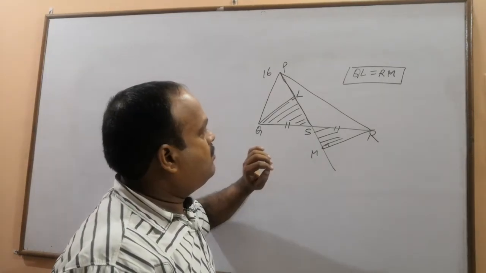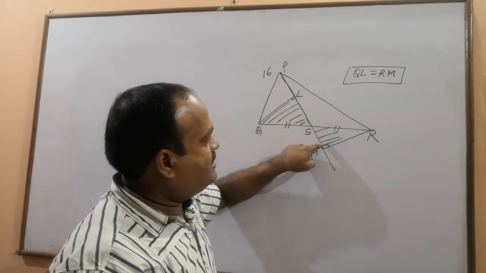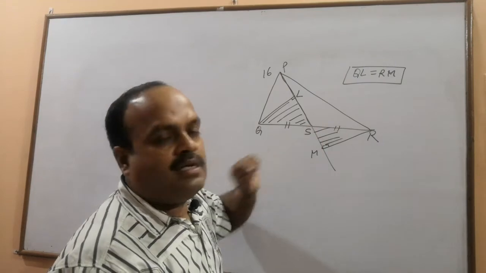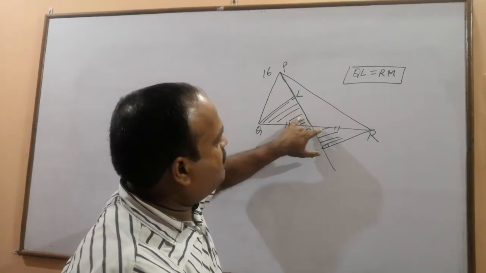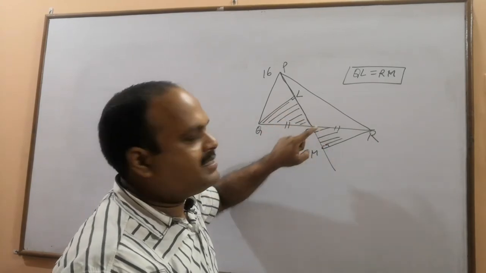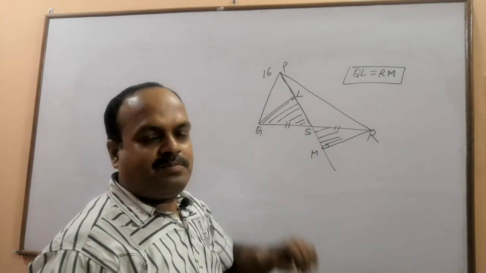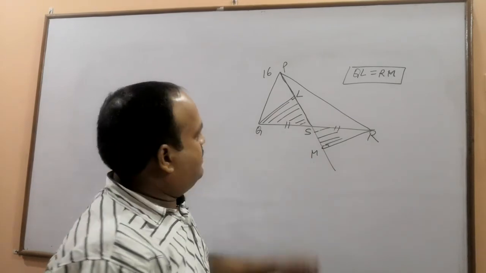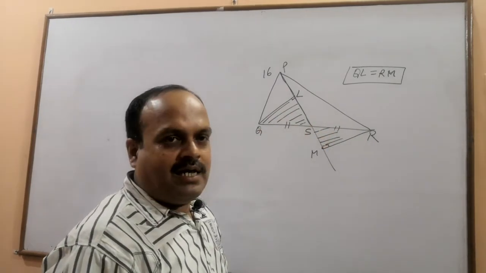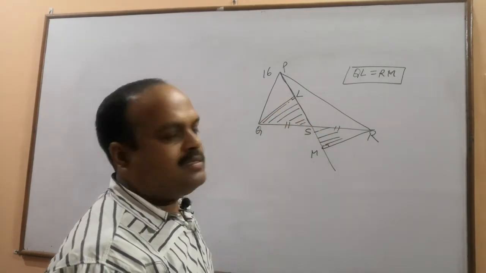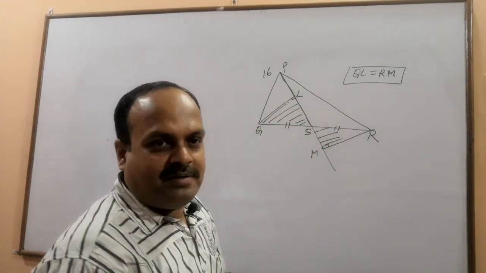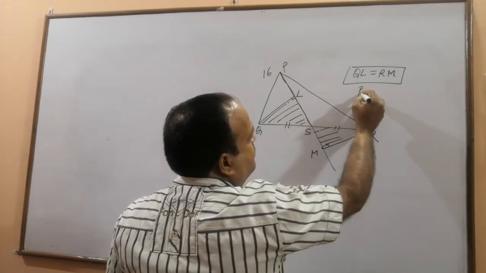So both triangles have 90 degree, one side equal, one more angle equal. So 2 angles of the triangle, this equal to 2 angles of this, and one side equal. Therefore the triangles are congruent by angle, angle, side. And when the triangles are congruent, then the parts QL and RM are equal. Very simple. So we will write proof.